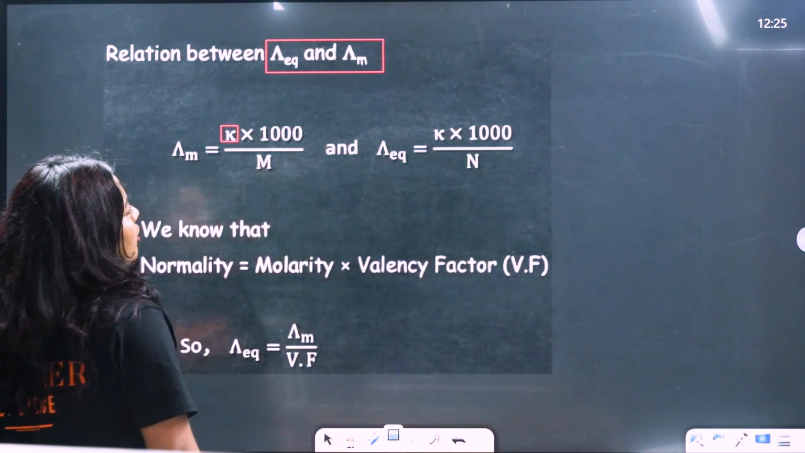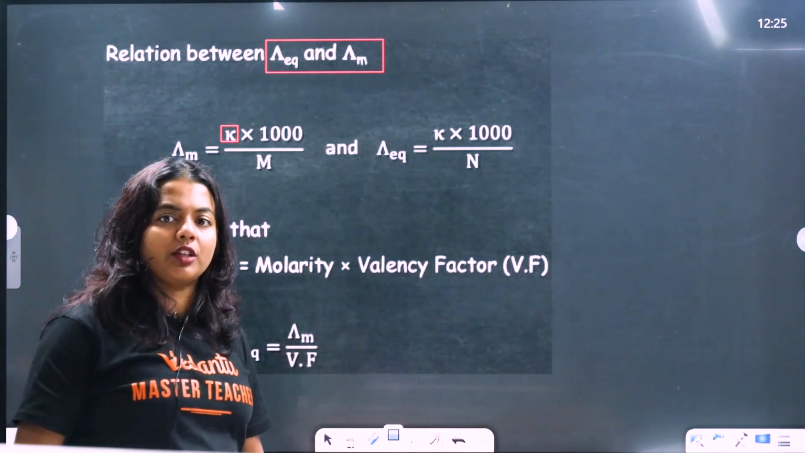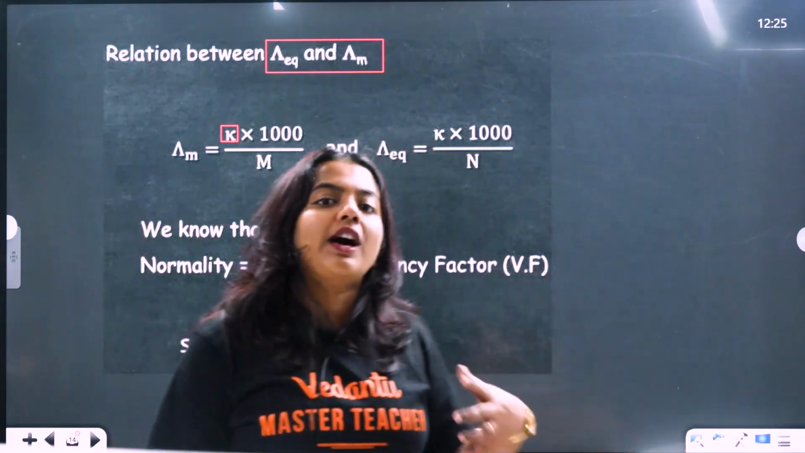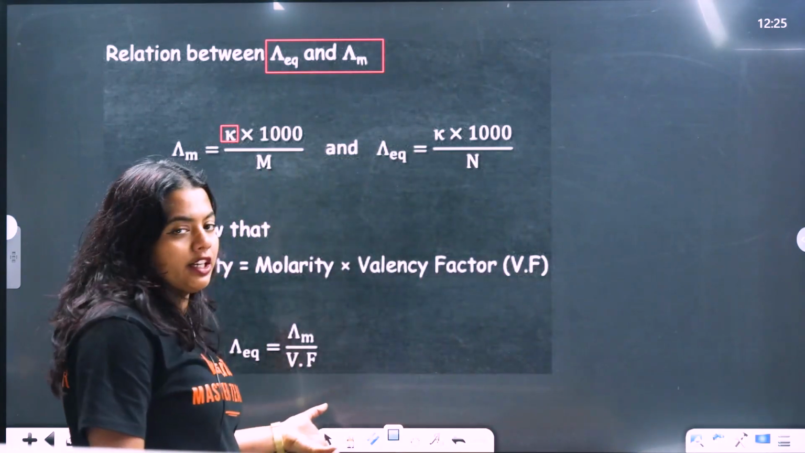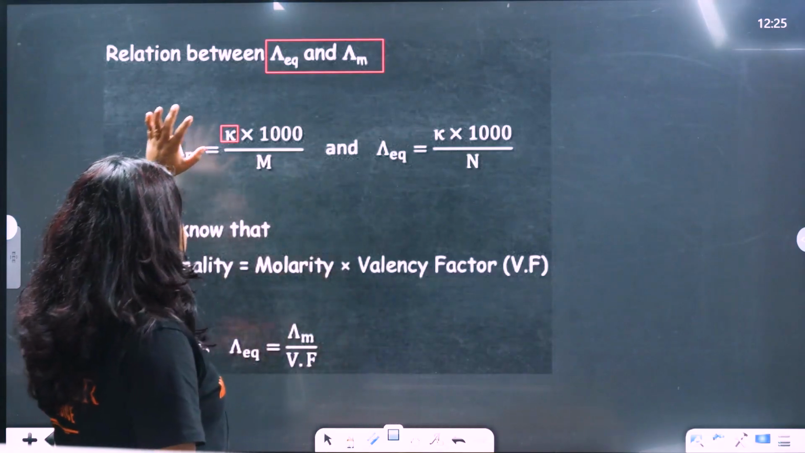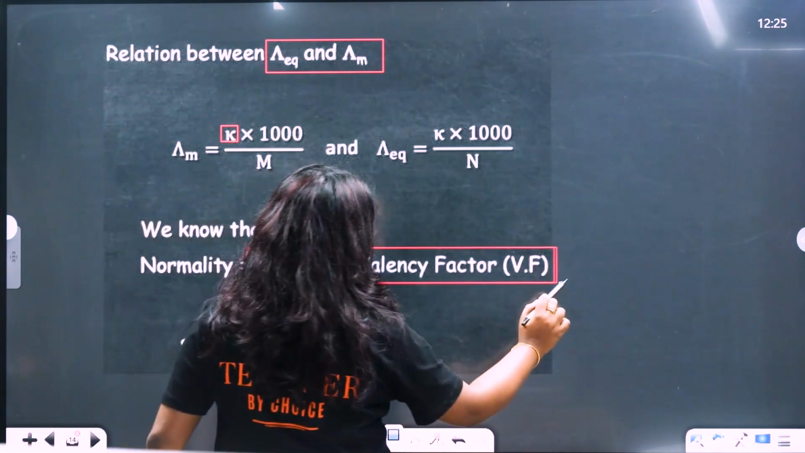Okay, so now we know that normality is equal to molarity into valence factor. Valence factor means the valence factor of the substance. For example, the valence factor of NaCl is 1, and the valence factor of H2SO4 is 2. So you have learned it, right? So normality is equal to molarity into the valence factor.